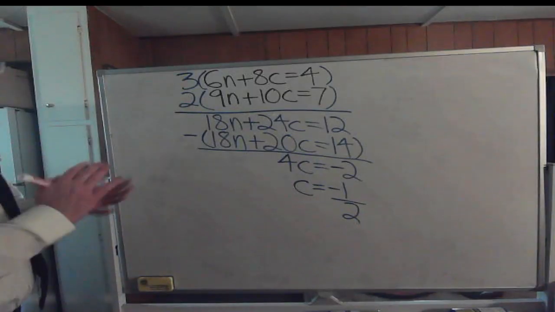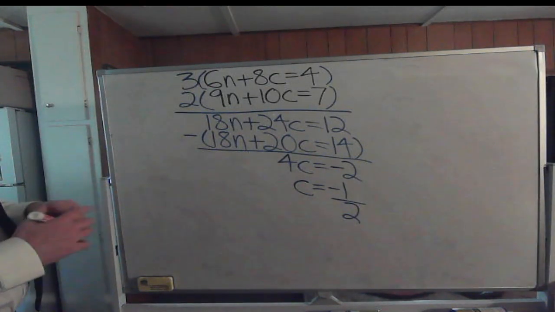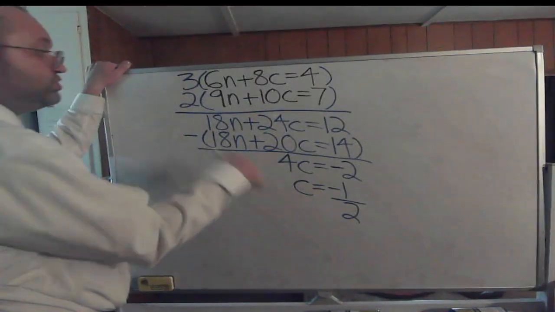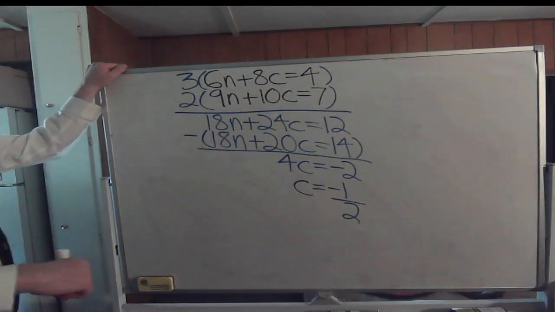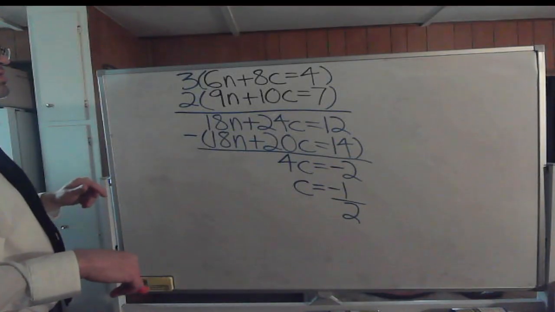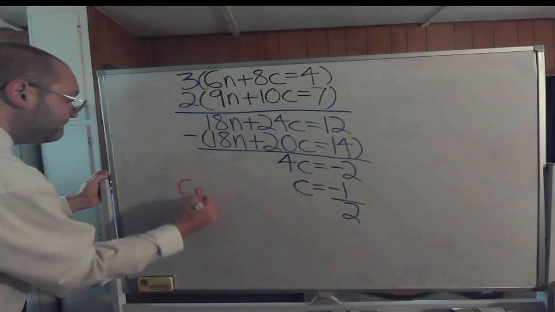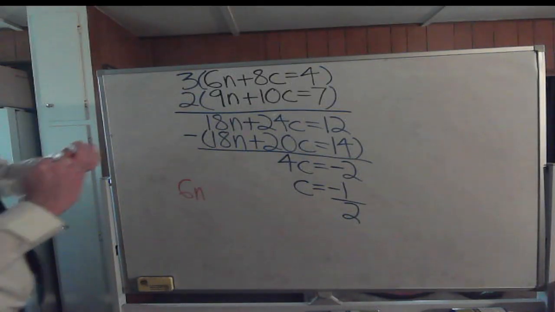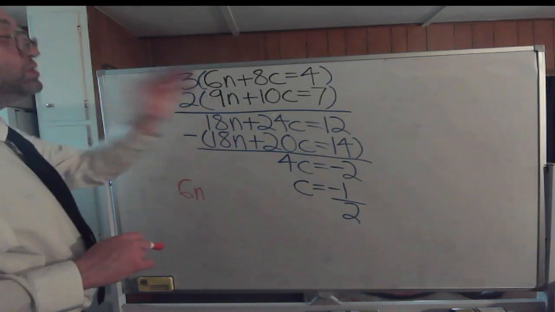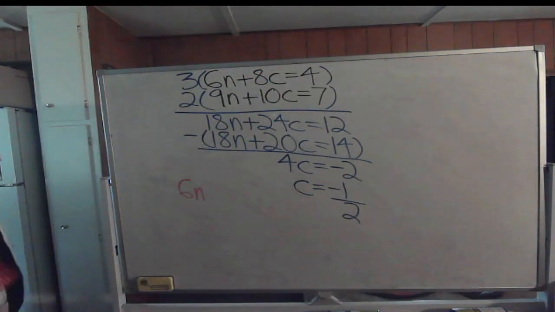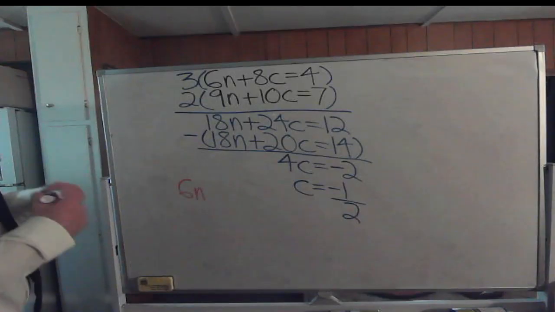So we found c. Let's go ahead and go for n. Stick it into one of your original equations. I'm personally going to go with 6n plus 8c equals 4. I like it because they're smaller numbers. So we'll do 6n. Remember, when you've had to multiply both equations, disregard the multiplication you did. Only go with the original equation. That's why I'm using different colors here, because I want it to be easier to see.